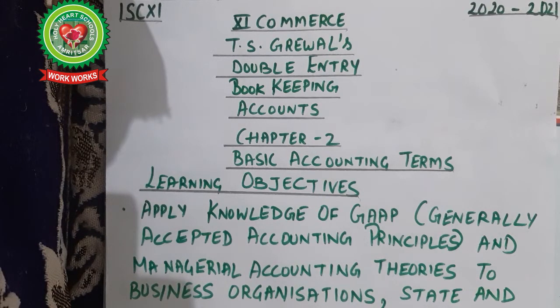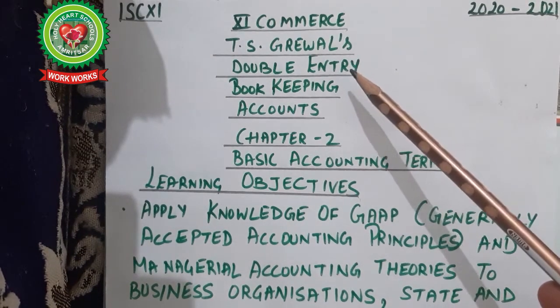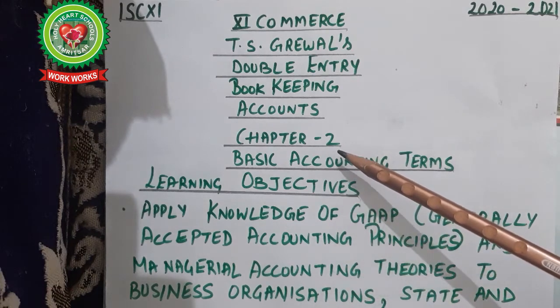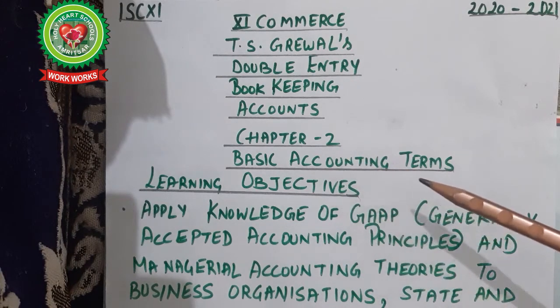So, you know we were on chapter number 2, basic accounting terms, as we are discussing all the basic accounting elements which are useful for those who learn accounts and have to prepare the financial statements. We are going through all those elements, and for your reference we are following T.S. Garewal's double entry bookkeeping. So we are going to discuss chapter number 2, basic accounting terms.